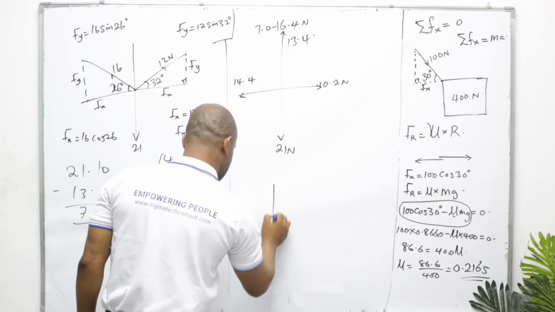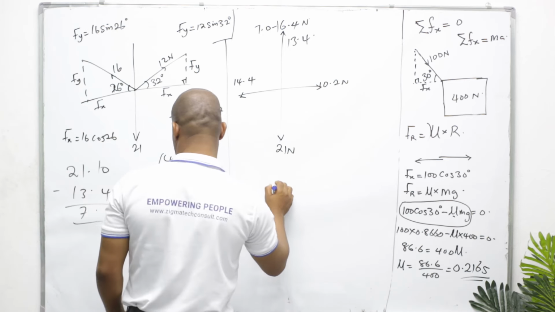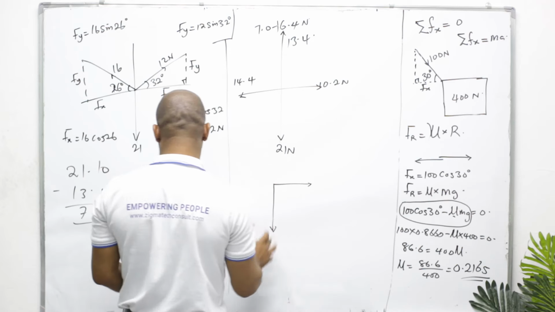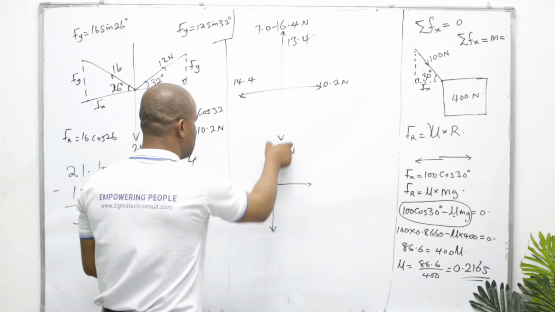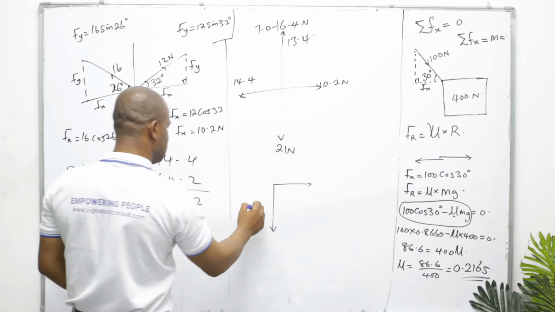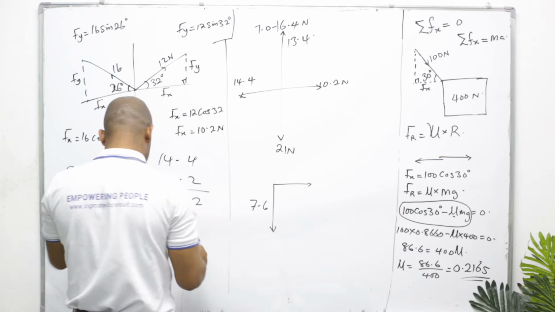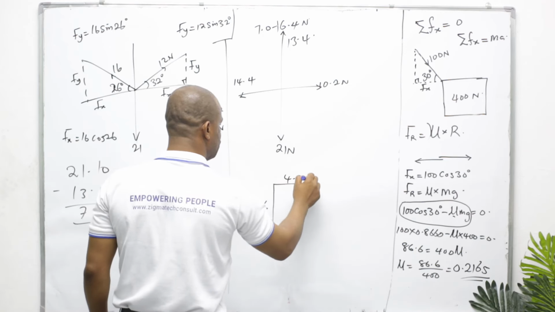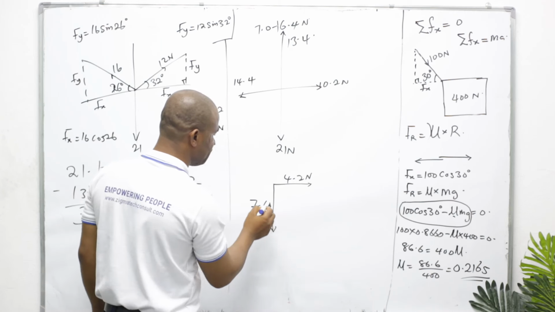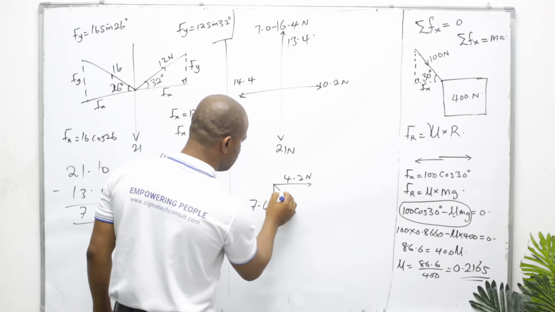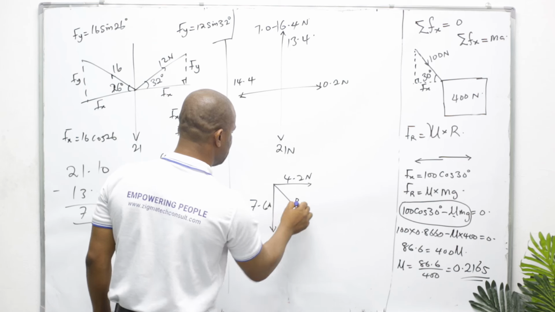So I'm going to have this. It's also positive. So since they are all positive, this one is moving in this direction. So this is going to be 7.6, and this is 4.2 Newton. Now, according to the parallelogram law of vectors, I'm going to do this. This is going to be the resultant.